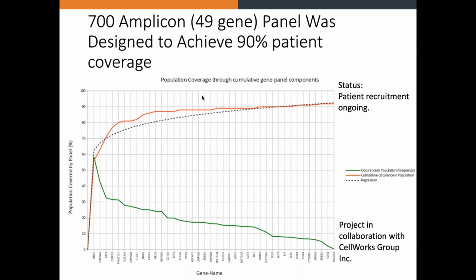Our typical pan-cancer panel is about half of that, about 300 amplicons across 50 genes. The way that this panel design is done is to maximize patient coverage. As you include more and more genes and more amplicons, you get better and better patient coverage, if you know where the variants are that are typically found in the population. In this case, our target was to achieve 90% patient coverage. This is an ongoing project where we've started patient recruitment.